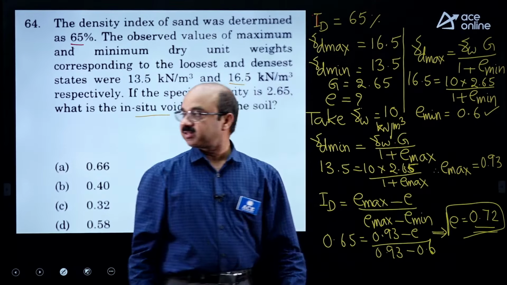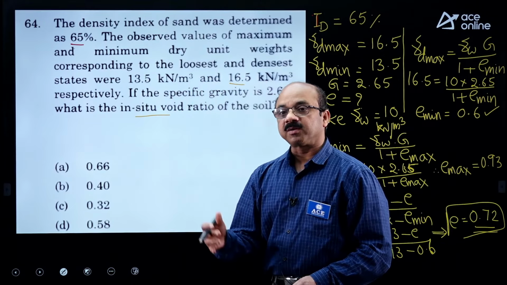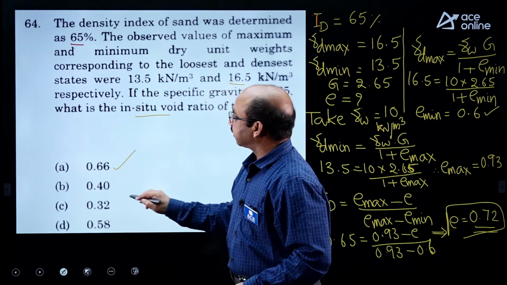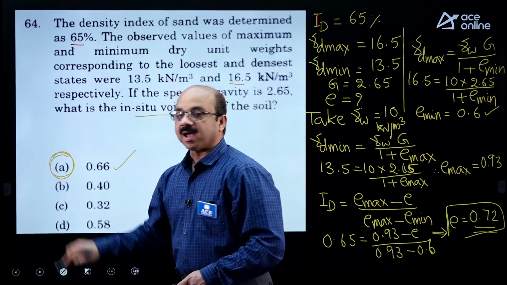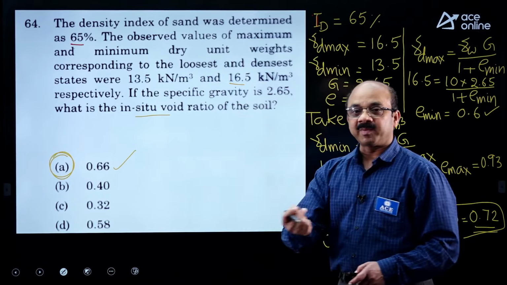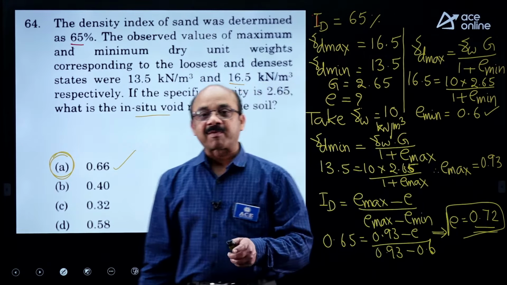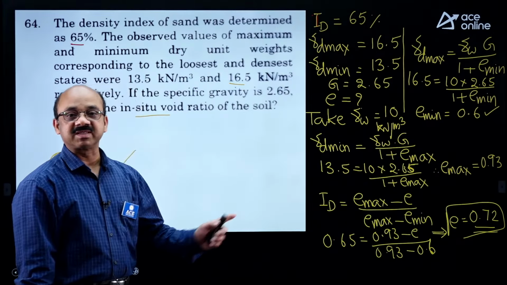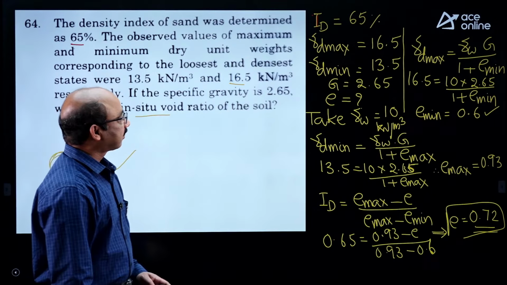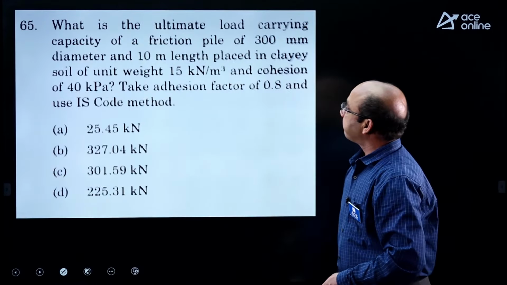But when you see the options there, 0.72 is not there. Therefore, you have to go to the nearest option. Nearest option is 0.66. Therefore, A is the answer there. This is the only question that may take a little bit of time; the remaining ones are easy and straightforward questions as far as this geotechnical subject is concerned. These are the calculations. Okay, then we move to the next question.